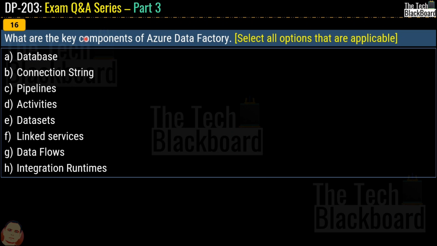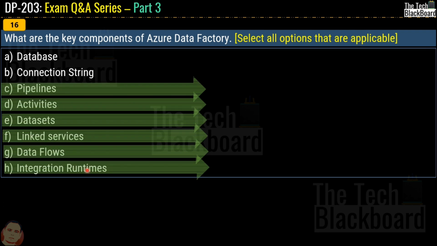Question number 16 says: what are the key components of Azure Data Factory? You have to select all the options that are applicable. The options given are database, connection string, pipelines, activities, datasets, linked services, data flows, and integration runtimes. The correct answer for this question is options C, D, E, F, G, and H.